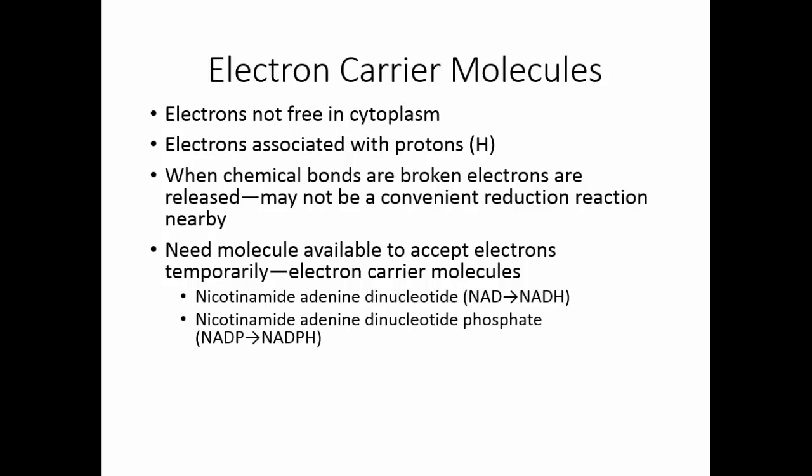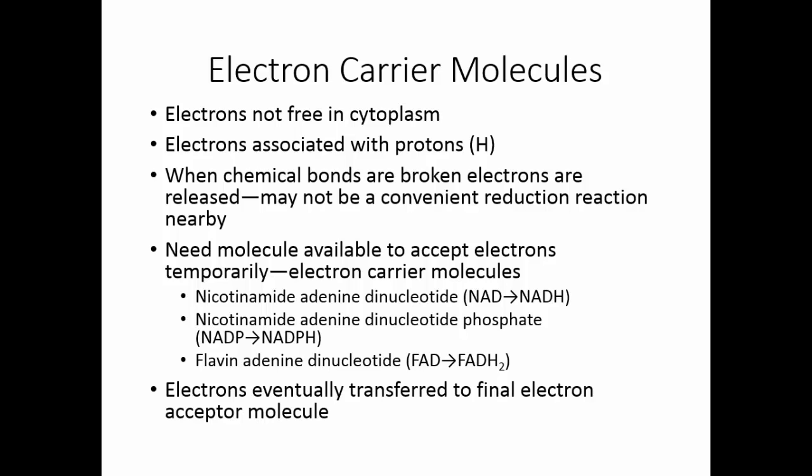Nicotinamide adenine dinucleotide phosphate is NADP in its oxidized form, NADPH in its reduced form. This particular carrier molecule is used almost exclusively in plants. Flavin adenine dinucleotide, or FAD in its oxidized form, is known as FADH2 in its reduced form. Eventually, electrons have to land someplace where they won't be given up easily. We call this molecule the final electron acceptor.